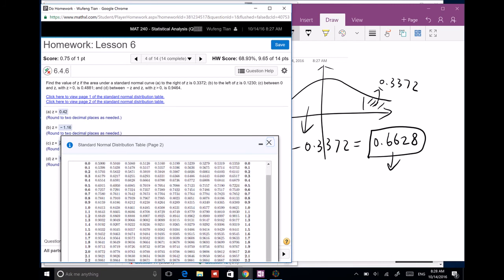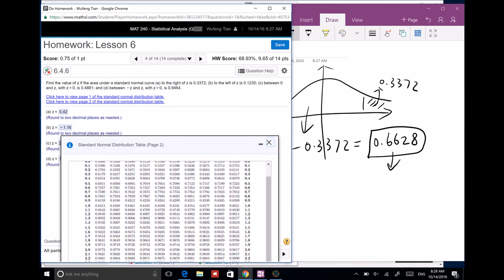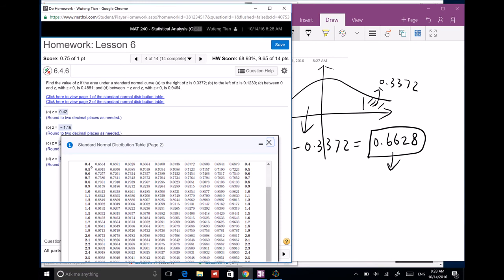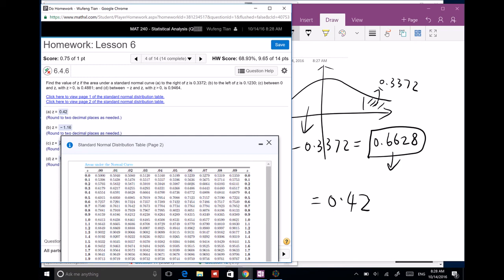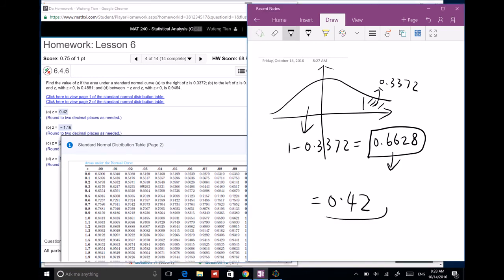So let's go to the z-score table. We'll find 0.6628. If you look at the top line, you can see 0.4, right? Inside you can see 1, 2. Horizontally go two more steps, and you can see 0.6628. The corresponding z-score is 0.4, and go right 0, 1, 2, two more, so it's going to be 0.42. That's your z-score.